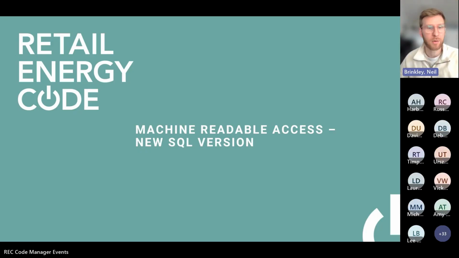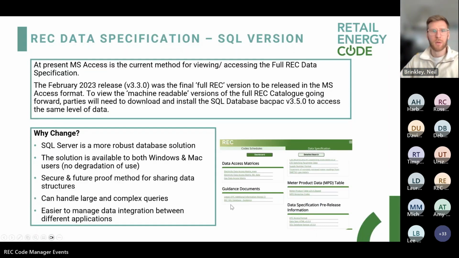So yeah, morning everyone. I'm going to talk to you a little bit about the new machine readable format that we have implemented for the June release going forward. So if we could just jump to the next slide, please. So at present, up until the June release from REC Go Live, Microsoft Access was the method for viewing and accessing the full REC Data Specification.